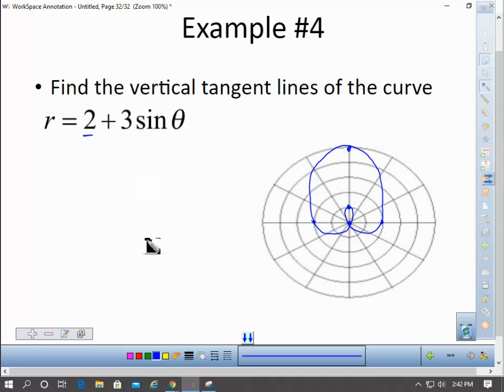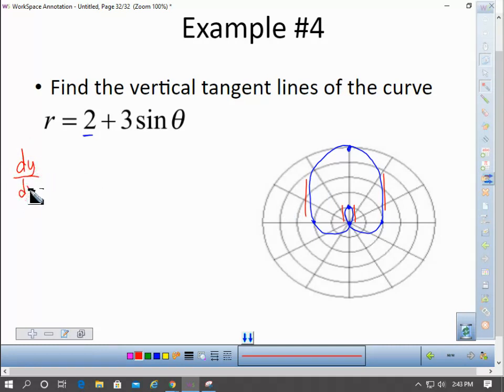Now, we want to know vertical tangent lines. We know we're going to have one on the left, one on the right, and then on either side of your loop, you're going to have a vertical tangent line. So this thing's going to have 4 vertical tangent lines, so it's going to have 4 answers. So how do we find vertical tangent lines? Well, you got to know your derivative, right? Because you want a slope that is undefined. Vertical lines have undefined slope. So we need our derivative.